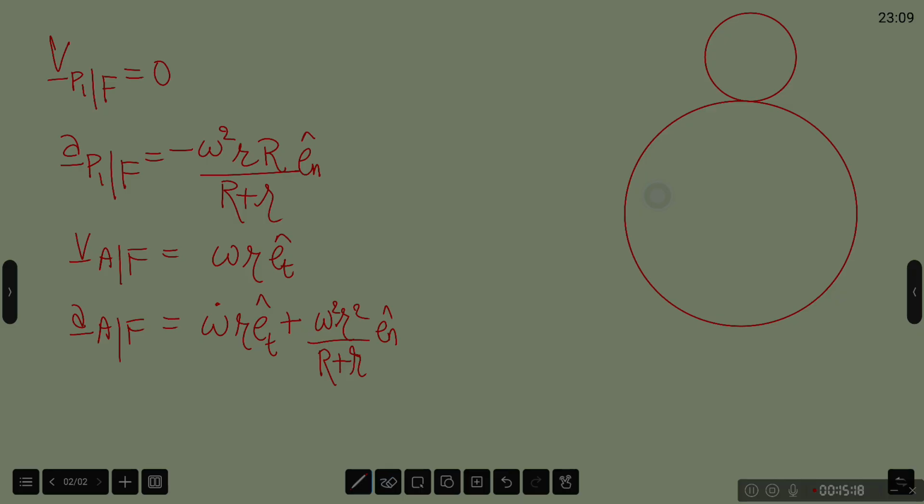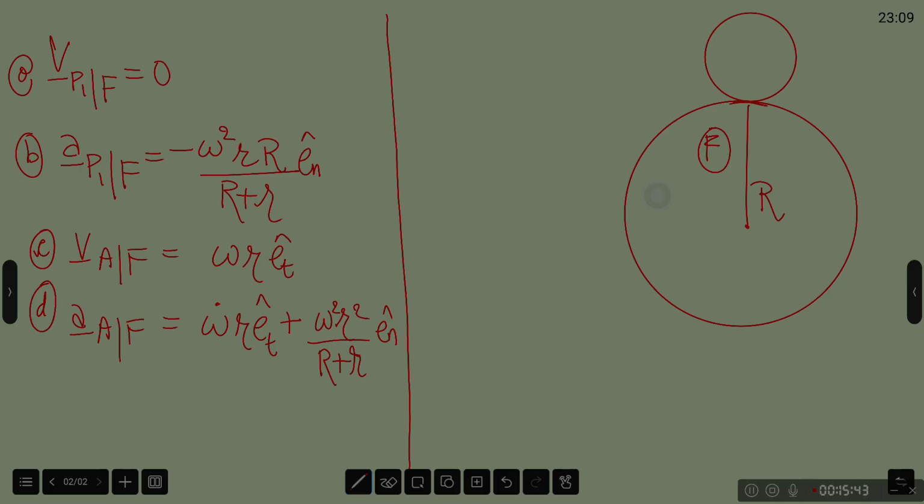This derivation was based on the understanding that the frame F has this curved surface with radius of curvature R. It is interesting to see how these four expressions simplify if we consider a case in which R is a very large quantity. Take R to be almost equal to infinity.